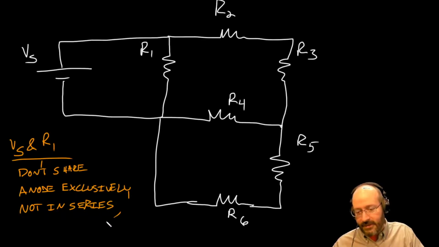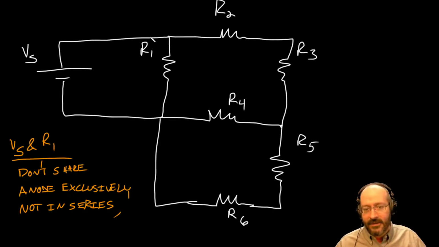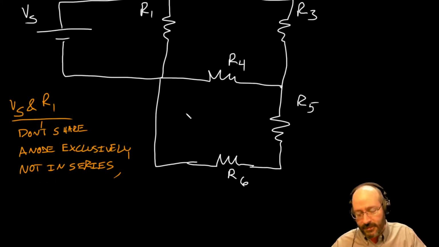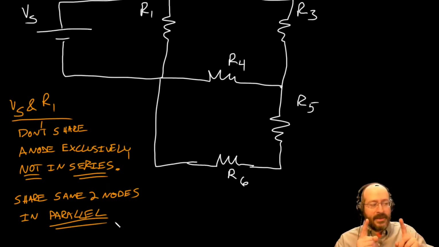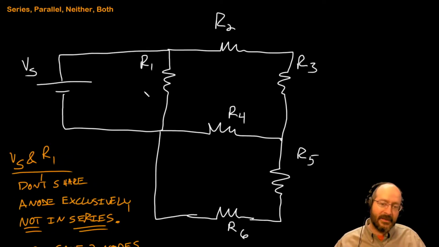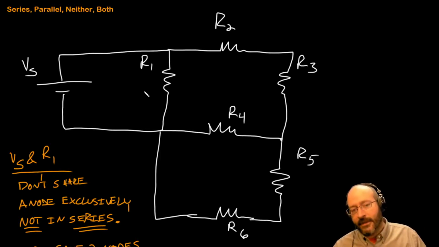But they're connected here together. They share this node, and they also share this node. Since they share the same two nodes, they are in parallel. So they're not in series, they share the same two nodes, and therefore they are in parallel. We've got to take two elements at a time and ask, are these in series? Are they in parallel? In this case, VS and R1 are in parallel, but they're not in series.